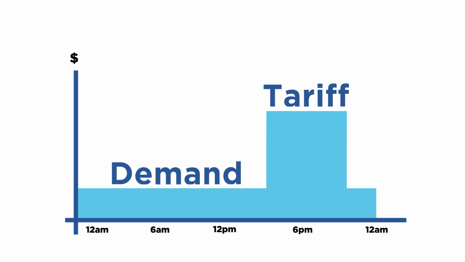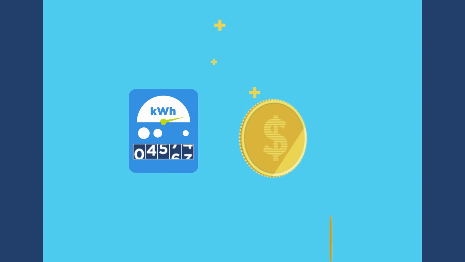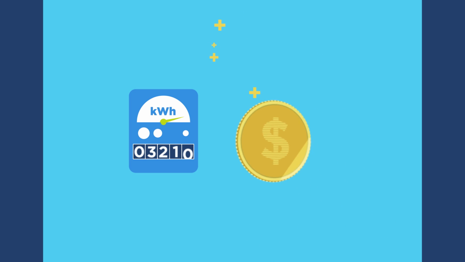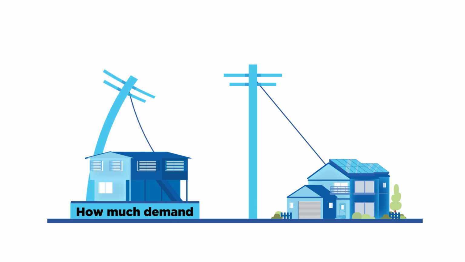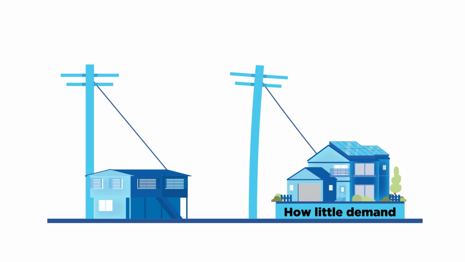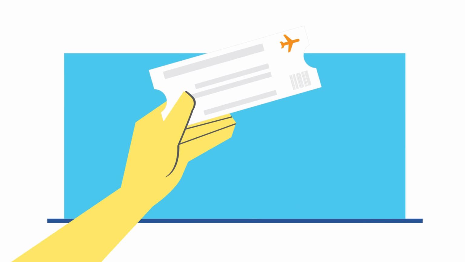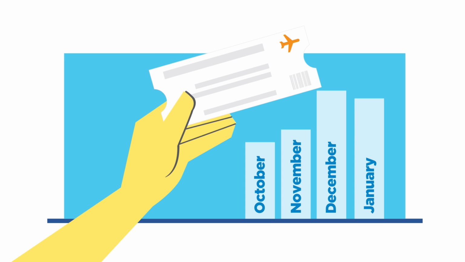Some households may be better off on a demand tariff without doing anything, while other households may be able to make a few changes to how they use appliances to reduce their electricity costs. Demand tariffs are designed so each household only pays for its share of how much demand or how little demand it puts on the electricity network during the busiest time. It's a bit like booking flights. If you book flights over the busy holiday season, like Christmas, you can expect to pay more than if you were to book flights during the off-peak season.